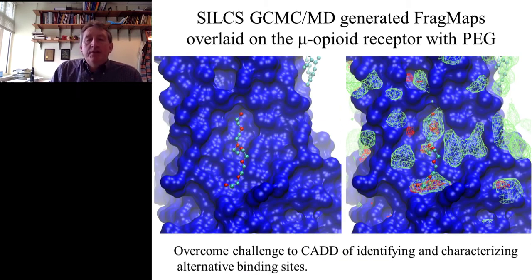With respect to identifying alternate binding sites, here are these sites on the surface of the GPCR. Here is the crystal structure of this polyethylene glycol bound to the protein surface. And here we've got the fragment maps overlaid on the surface along with the ligand. What you can see is how nicely the fragment maps have identified this putative binding pocket. And you can see they also identify other types of binding pockets on the protein surface. So the Silks methodology doesn't just focus, in this case, on the orthosteric site associated with the agonist binding, but is basically mapping out all possible binding sites in and around the entire protein. And this is very powerful.